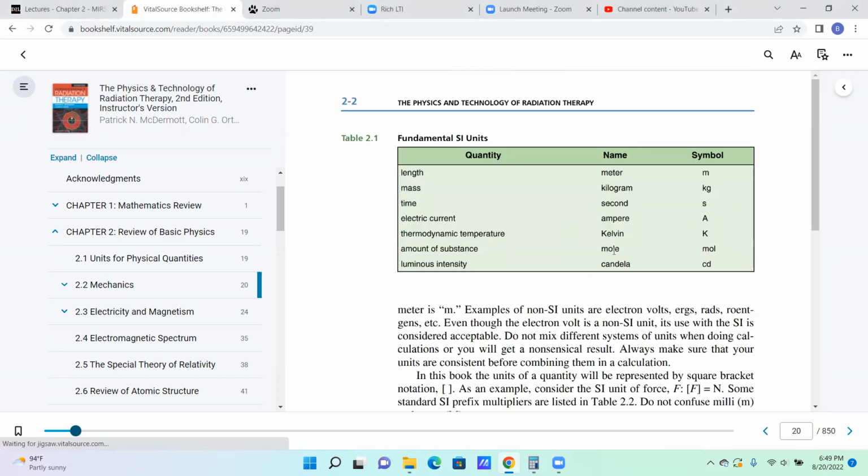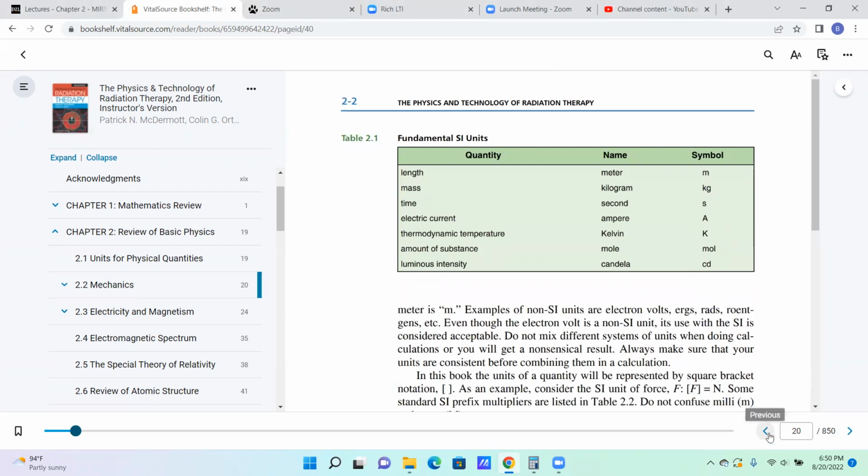So these are going to be your fundamental units. Length is going to be the meter, mass is going to be kilogram, time is going to be seconds. Electric current is going to be the ampere. Temperature is going to be measured in Kelvin. Moles is going to be the amount of substance, and luminous intensity is the candela. So these are going to be your fundamental units.